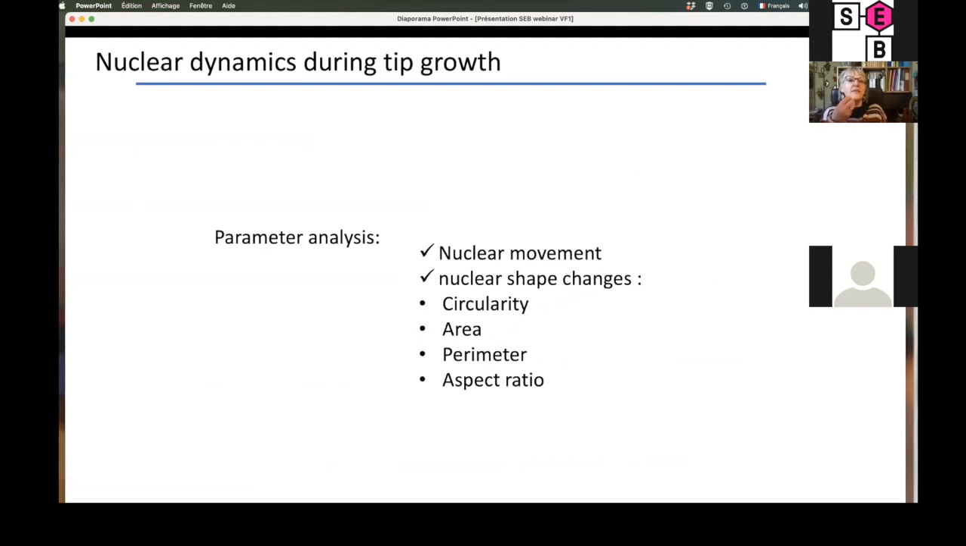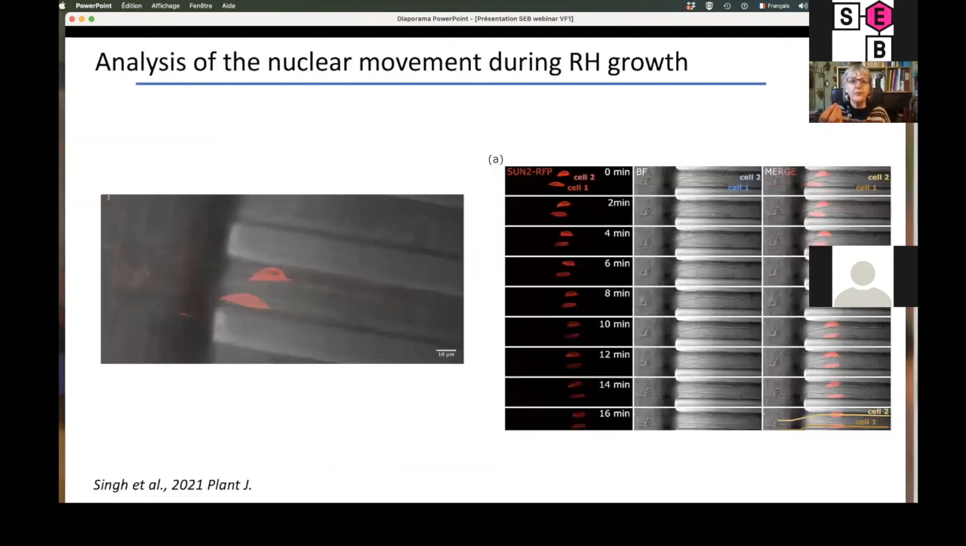So next, we are interested to analyze the nuclear dynamics during tip growth. And we have investigated different parameters. First, the nuclear movements that have already been studied in the past, but also in more detail, what was not so much investigated up to now: the nuclear shape changes in the root hair during root hair development, in terms of circularity, area, perimeter, and aspect ratio. Here we have an illustration of the analysis of the nuclear movement during root hair growth. And you can see on this video the nice coordinated movement of the nucleus.